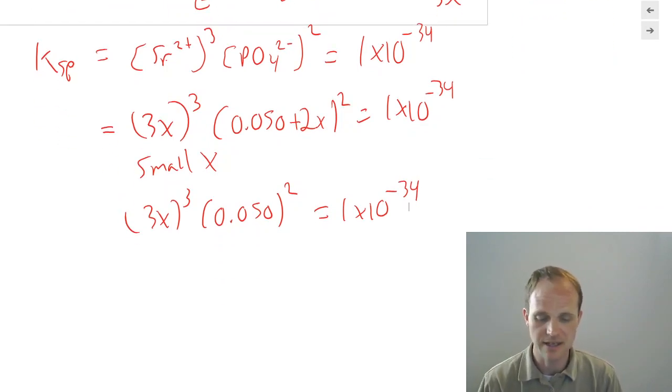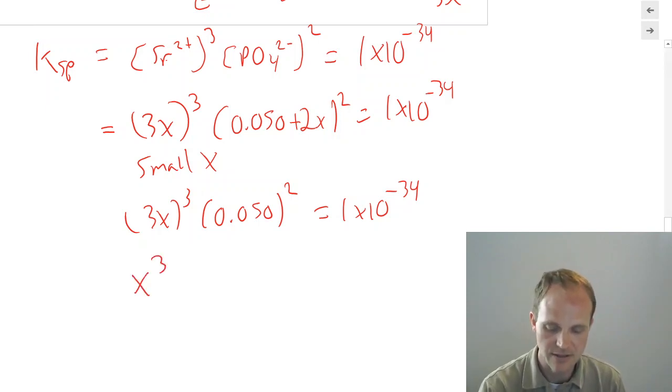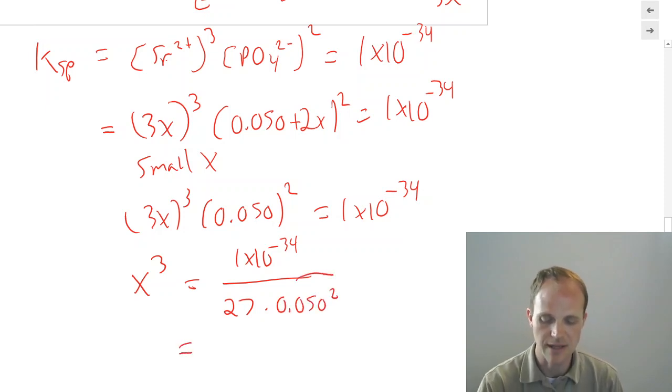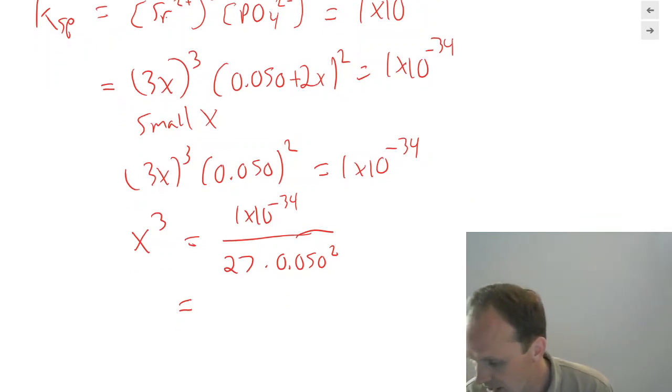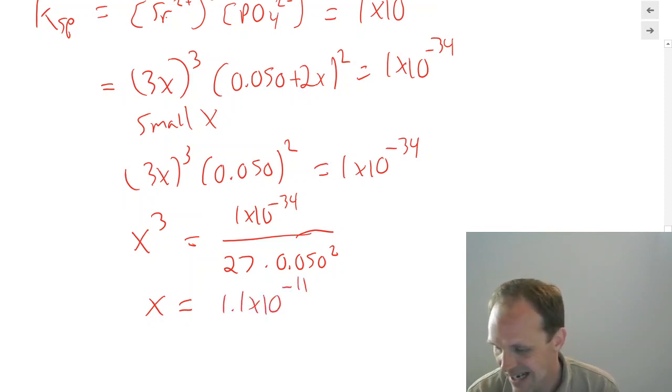I divide that into my 10 to the minus 34th. I cube my 3 and get 27. Divide that into my 10 to the minus 34th. So x cubed is 1 times 10 to the minus 34th over 27 times 0.050 squared. And then you solve that by putting that in, taking the cube root, and you get that x is equal to 1.1 times 10 to the minus 11th, right?